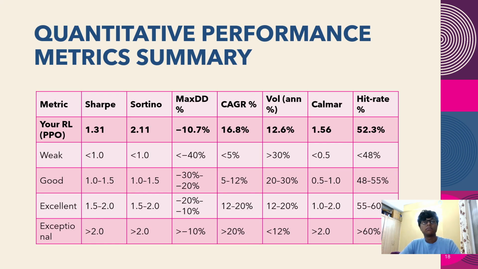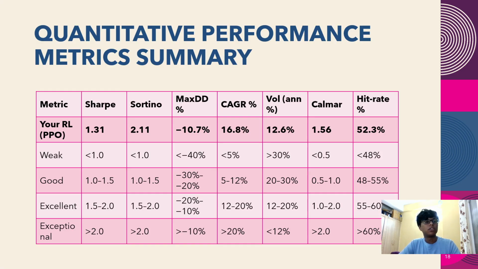It's very important to note that returns are not the only way to measure how good a model is. Especially in finance, you have multiple metrics such as Sharpe, Sortino, max drawdown, CAGR, the annual volatility, the Calmar ratio, and the hit rate. All these provide crucial insights on how the model is not only able to make profits but is also able to minimize losses and bad decisions.